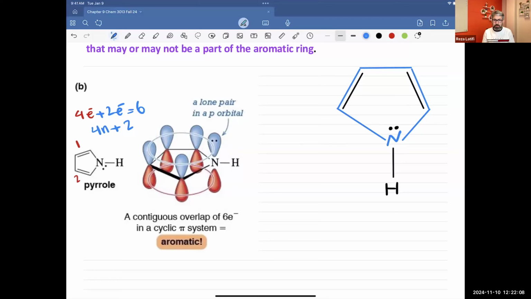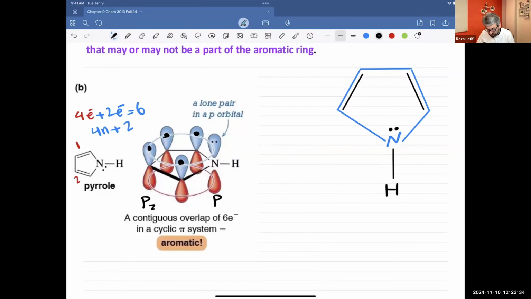So in this case, the lone pair will be part of the ring. Each carbon will have 1 electron inside the p orbital. So we have 4 electrons from 4 carbon atoms. Each carbon comes with 1 pz orbital. So nitrogen will put those 2 lone pair electrons inside a p orbital that aligns with z. It has to be aligned with the p orbitals of carbon.